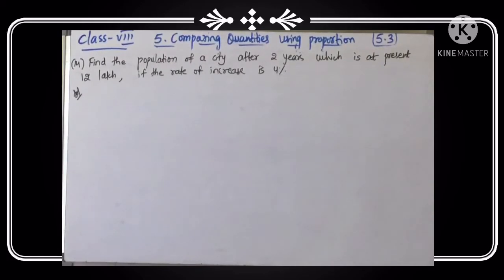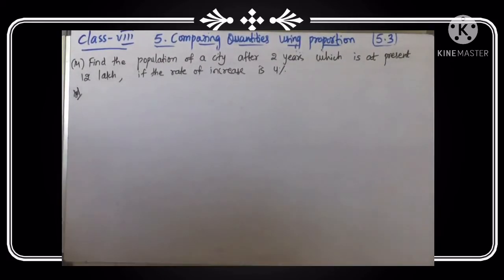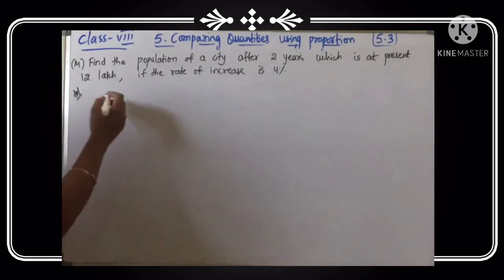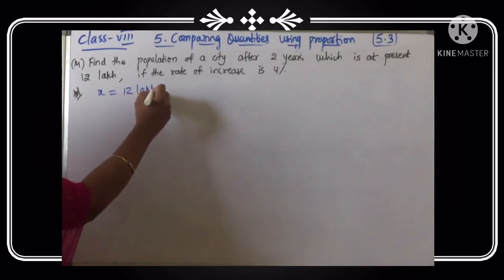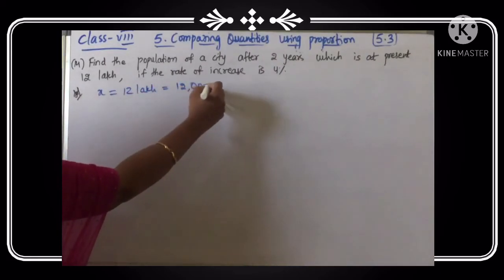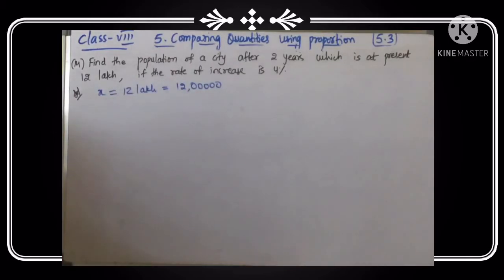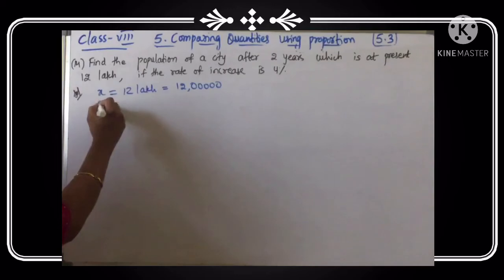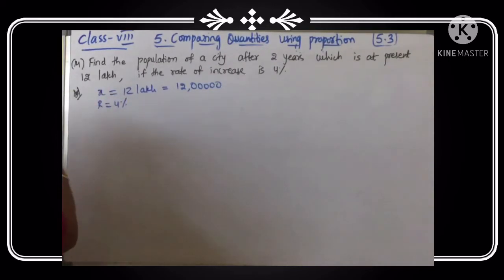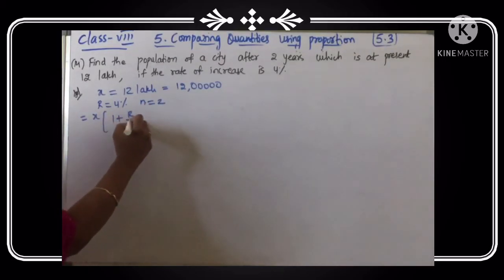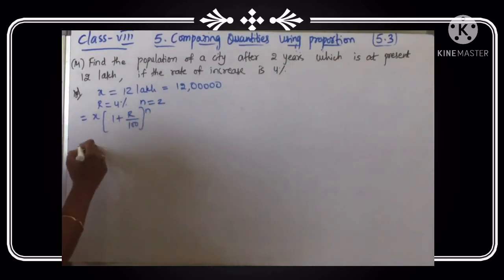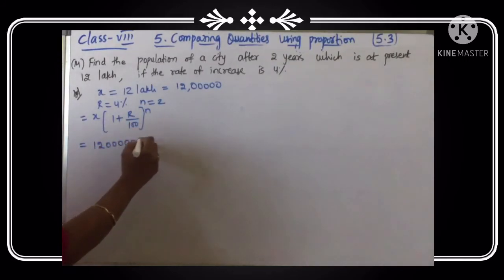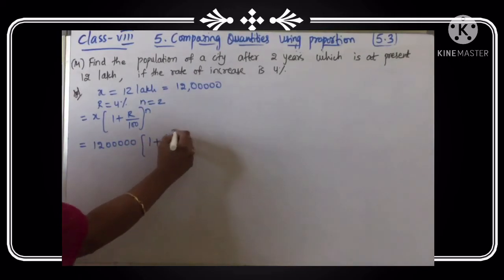Coming to the 14th question. Find the population of a city after 2 years, which at present is 12 lakh, if the rate of increase is 4%. So here you take x as 12 lakh. 12 lakh converts into 12 with 5 zeros, you know. So here this is 12 lakh people population, and R is given 4%. And what is the time period here? N is nothing but 2.